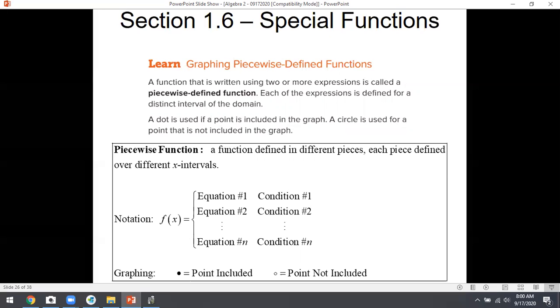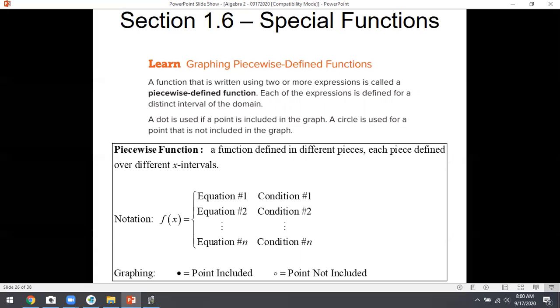The notation here, they're going to say f of x equals with a bracket, and each piece inside this bracket will have its own line. So they'll say, okay, here's an equation, like equation number 1, and they'll tell you a condition. They'll tell you when that piece exists on your graph, for what x is. x is more than 1, or x is between 4 and 5, or something like that.